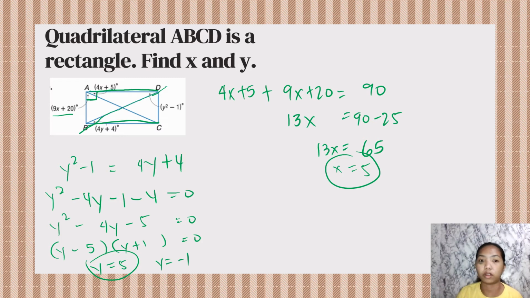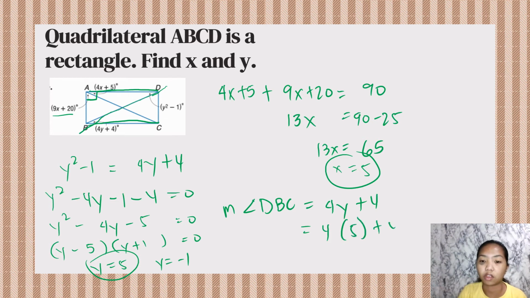And then furthermore, if you are asked to find the measure of angle DBC, it is equal to 4y plus 4, and you already found out that your y is 5, so you can easily find the measure of angle DBC, which is 24 degrees. Don't forget the degrees.